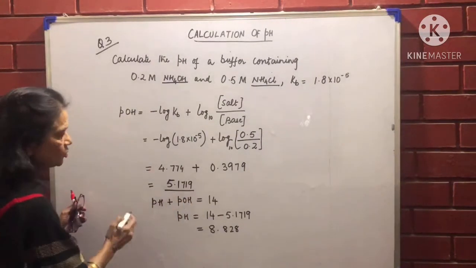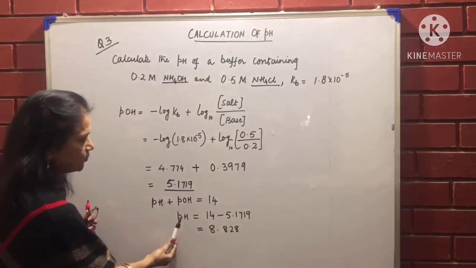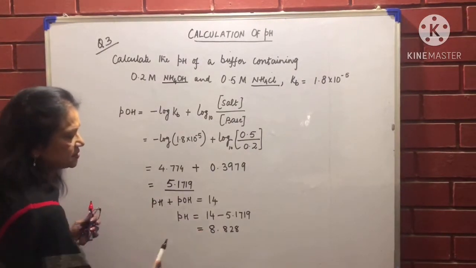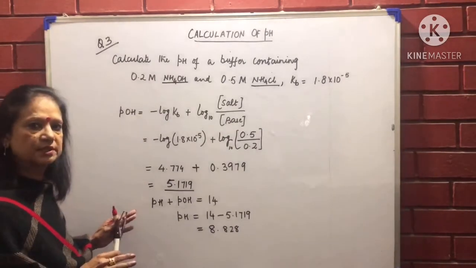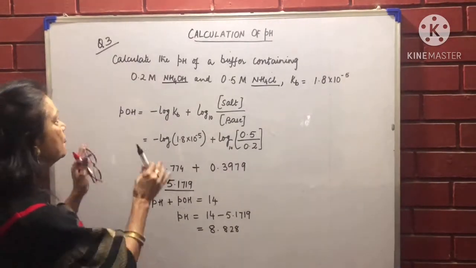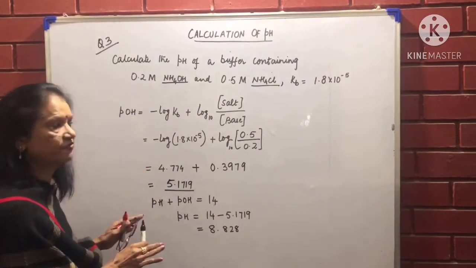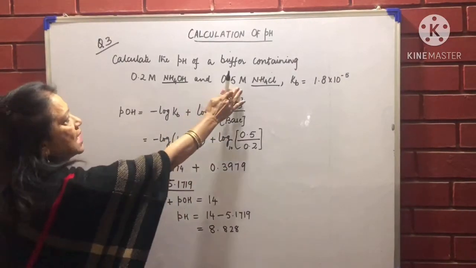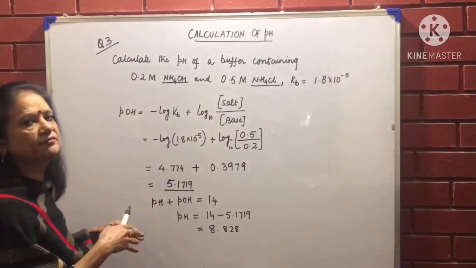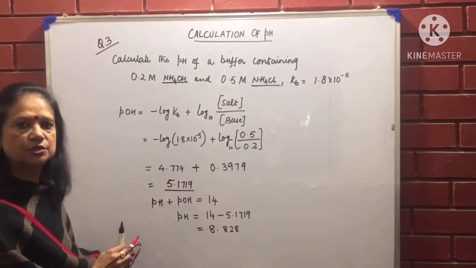Now to convert it into pH, I'll say pH plus pOH is equal to 14. So pH is 14 minus this, and so its answer is 8.28. The only problem in these questions is to be careful whether it is a basic buffer or an acidic buffer. Plus, all these quantities should be given to you in molarity. If it isn't given, then first convert into number of moles and then start calculating your answer.